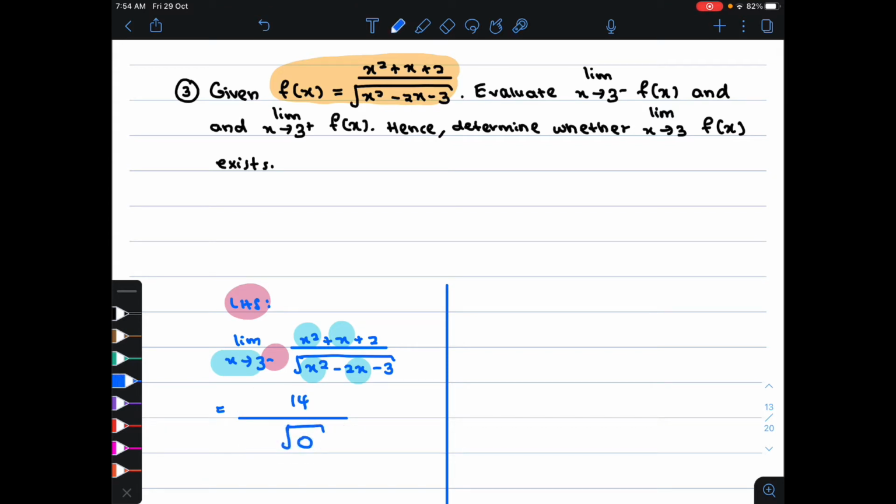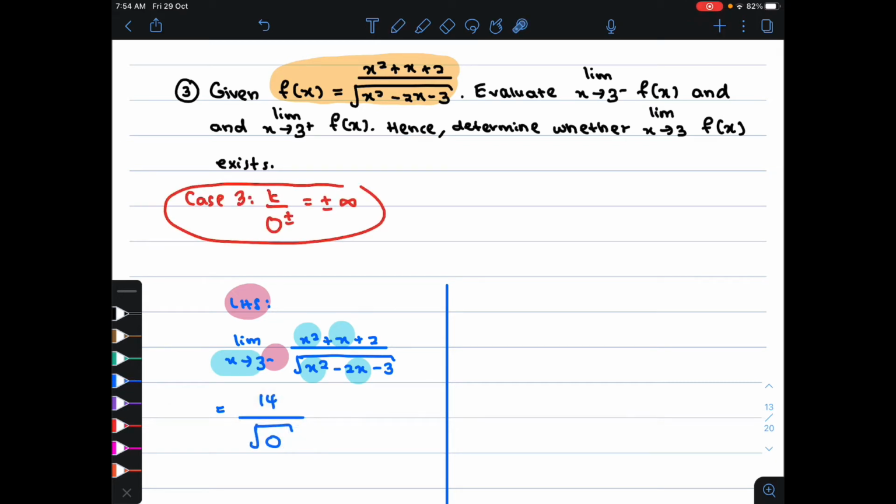So now we have 14 divided by square root of 0. Since only the denominator is 0, this means that this is case 3, and hence the final answer should be positive or negative infinity. So you need to determine what is 0. Is it 0 plus or 0 minus? And to do that, you need to draw the number line. x is approaching 3 from the left hand side. So here we have 3, and x is approaching from the left hand side. So pick any value less than 3 that is very close to 3. So let's say I'm going to pick 2.9.